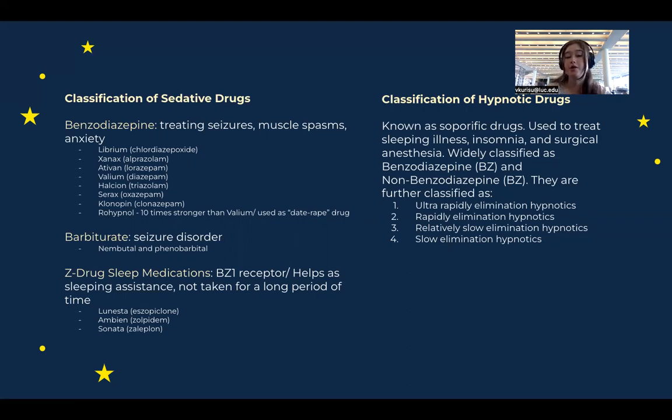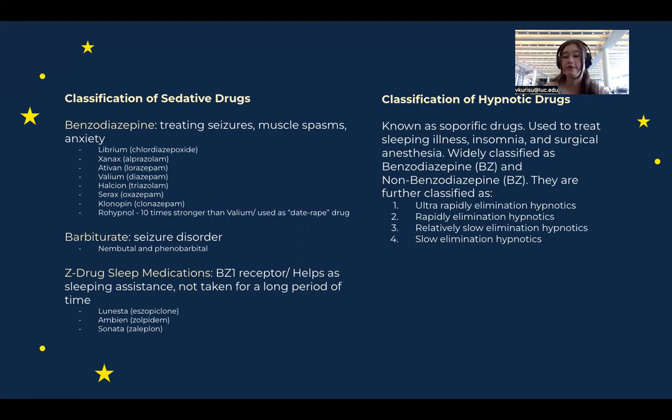Another class of sedative drugs are barbiturates, which are mainly used to treat seizure disorder. Examples are Nembutal and phenobarbital. Then there are also Z-drug sleep medications, which act on the GABA receptor, and it helps as a sleep aid, and it should not be taken for a long period of time. Some examples are Lunesta, Ambien, and Sonata.